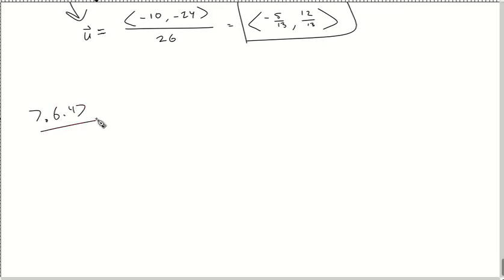I got to see some light ahead of the tunnel. 1, 2, 3, 4, 5, 6 more problems. Okay, that's a 47.